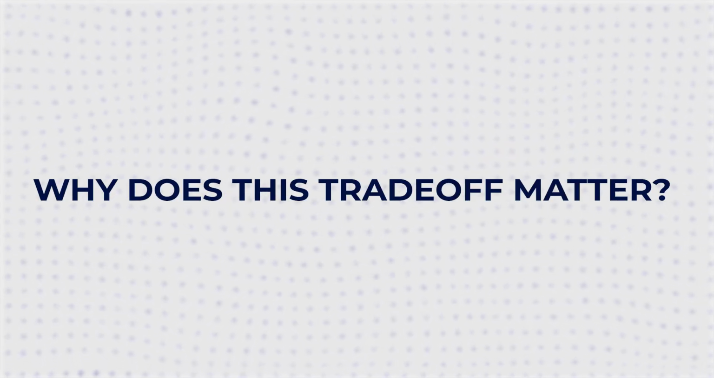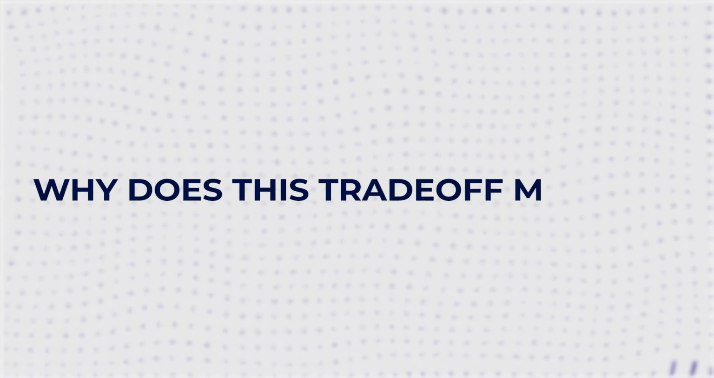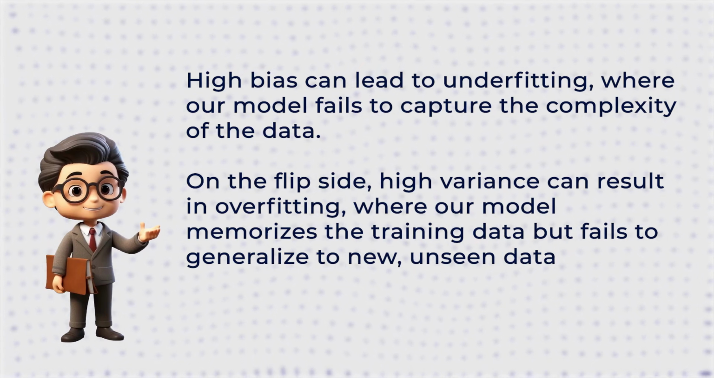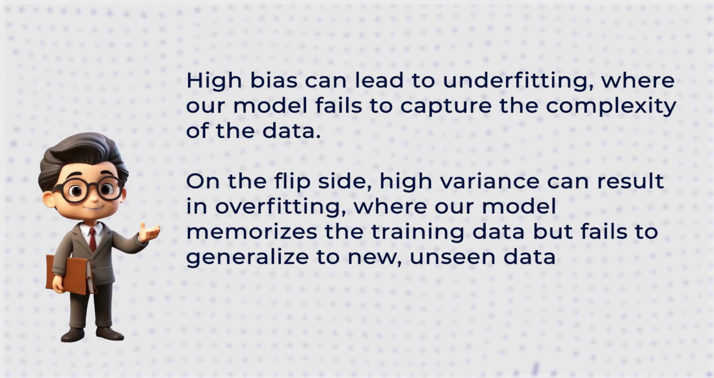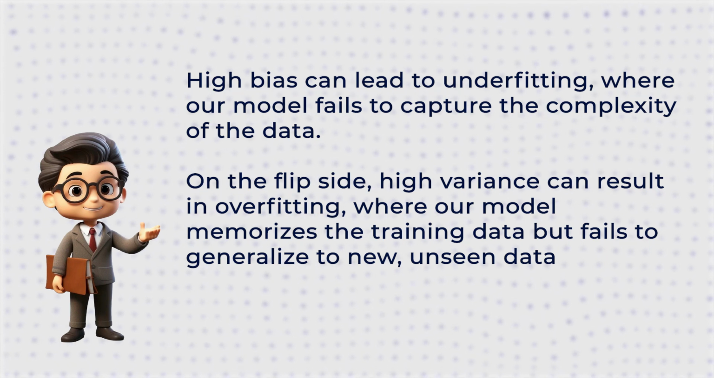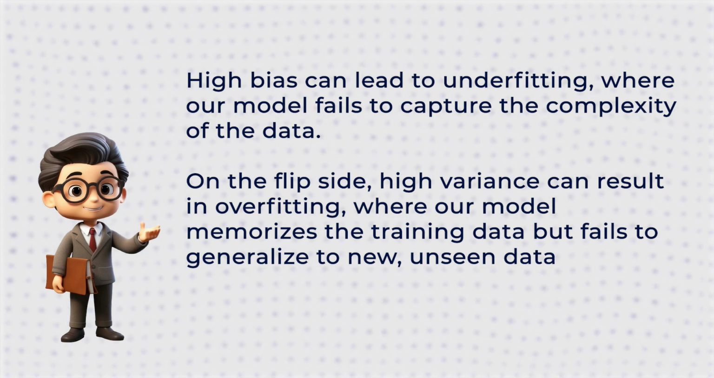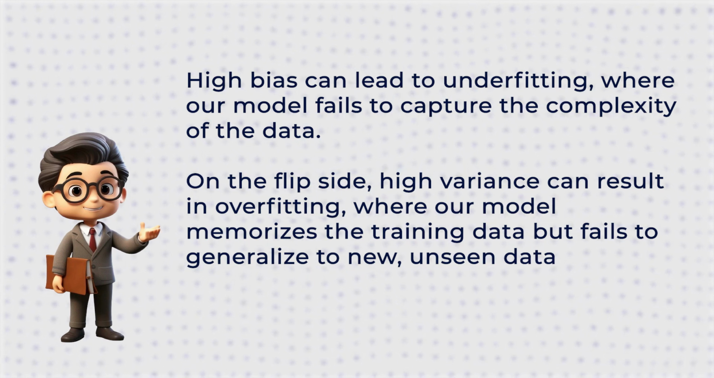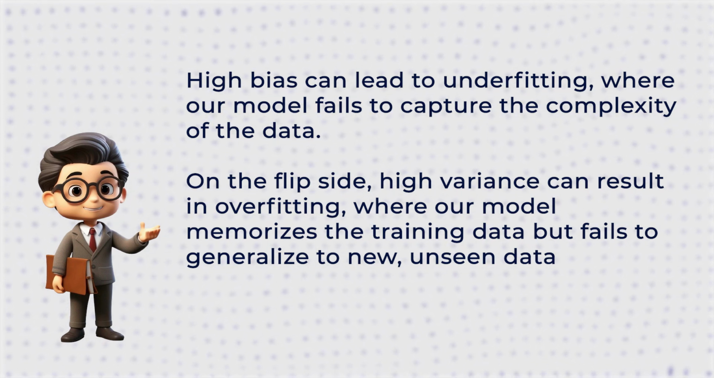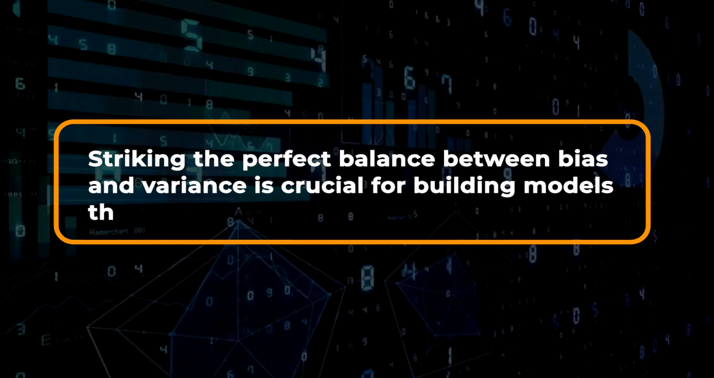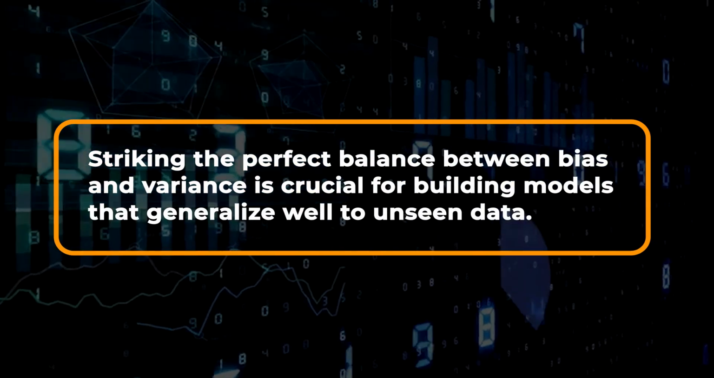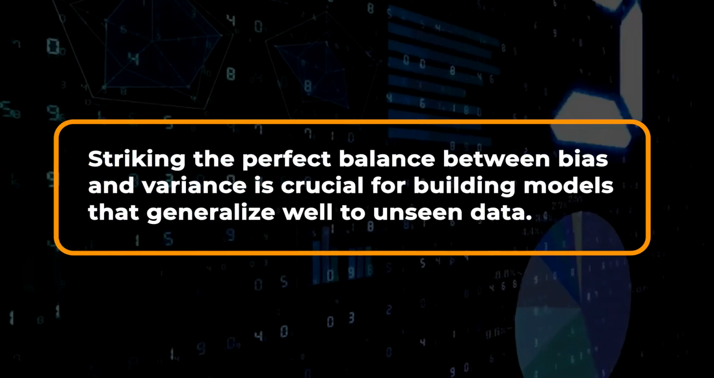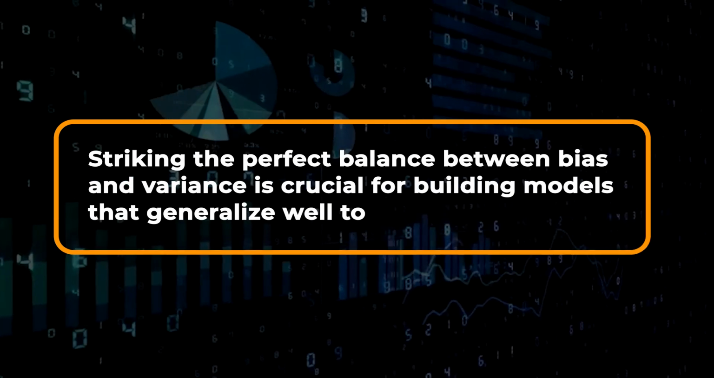But why does this trade-off matter, you ask? Well, let me tell you. High bias can lead to underfitting, where our model fails to capture the complexity of the data. On the flip side, high variance can result in overfitting, where our model memorizes the training data but fails to generalize to new, unseen data. Striking the perfect balance between bias and variance is crucial for building models that generalize well to unseen data.